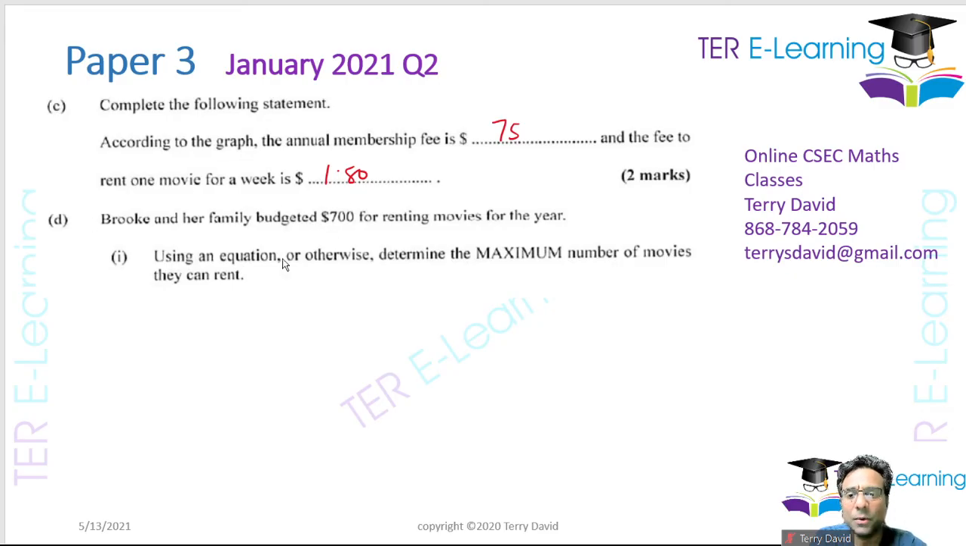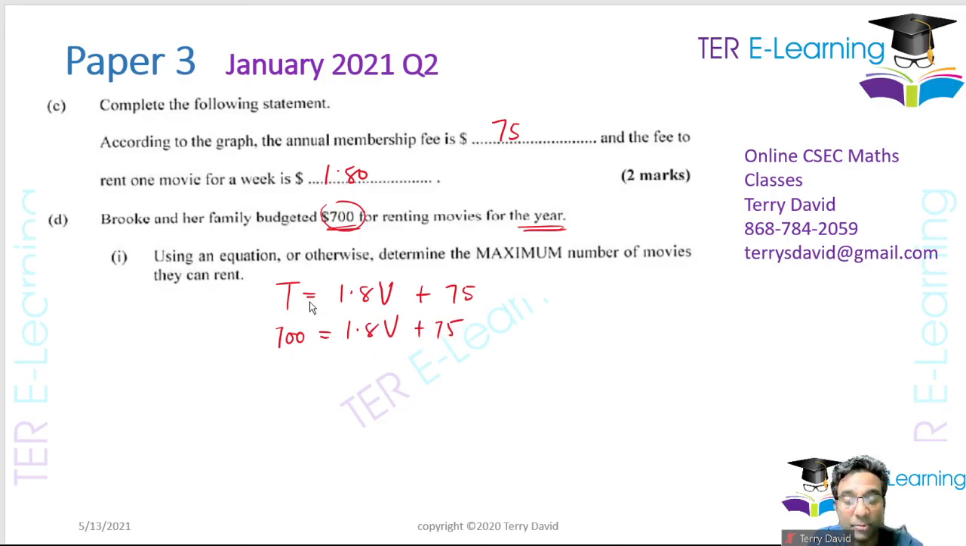Now part D. It said Brooke and her family has budgeted $700 to rent movies for the year. So that's how much money they can spend for the year on movies. Now they said using an equation or otherwise, so you just worked out an equation. You got T is equal to 1.8V plus 75. That's my total cost when you're renting from this particular company. Now, in this case, my total budget is $700. Therefore, $700 is equal to 1.8V plus 75.